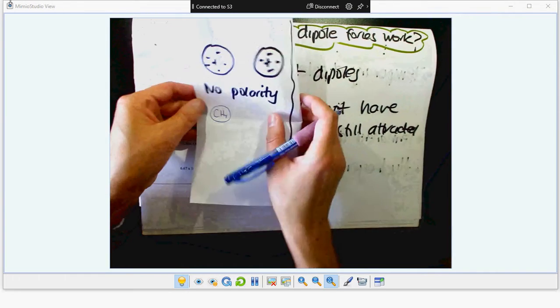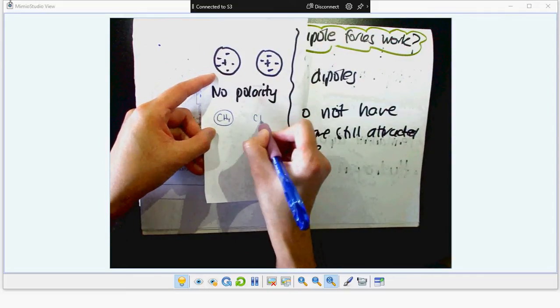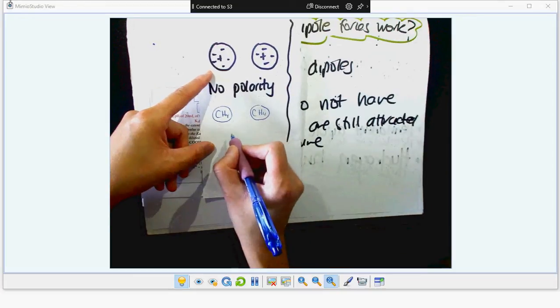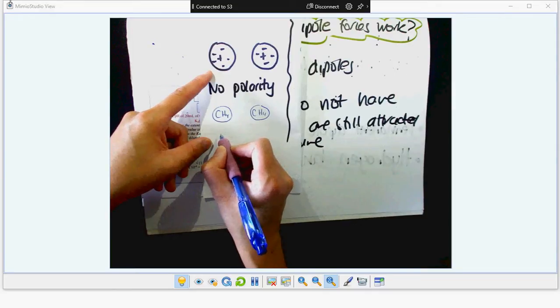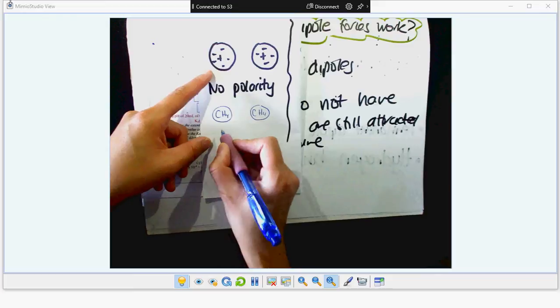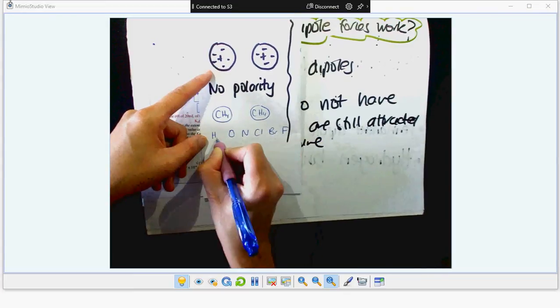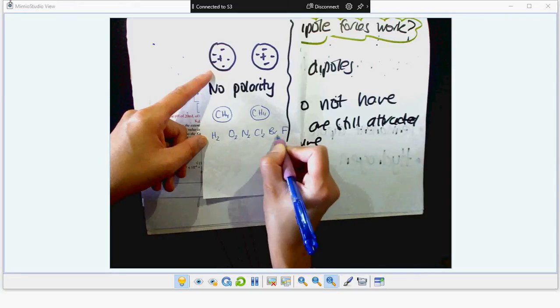So to start off, there's no polarity between the 2 molecules. Can you see that? There's no polarity. So you've just got your CH4 molecules bouncing around. Another molecule that's got no polarity, or other molecules, what are the diatomic molecules? Can anyone name them? How do you remember the HONClBrIF? Okay, so these molecules are always diatomic. They have to exist only as pairs.